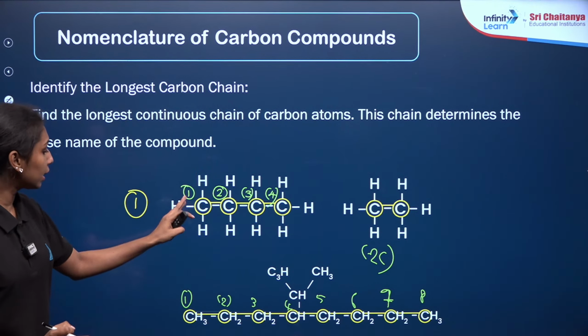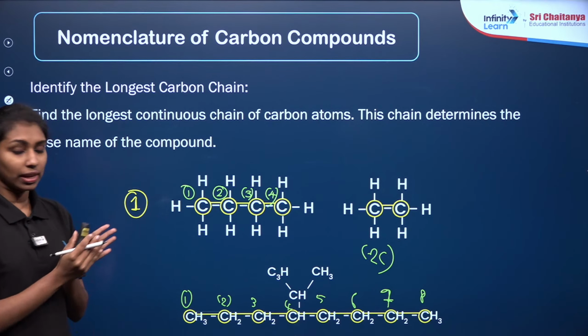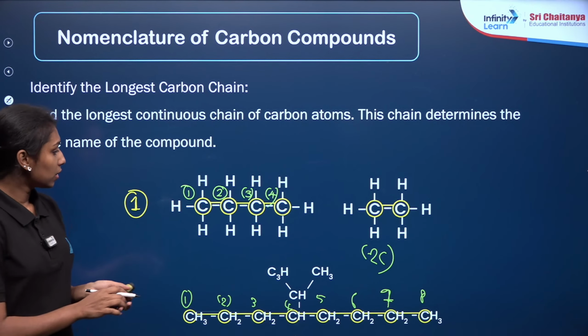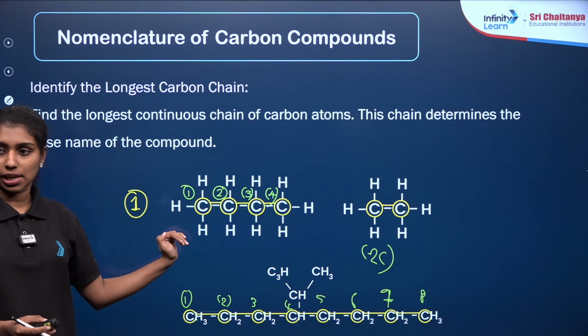For example, if you take these 3 compounds, this is our first compound. We need to find out the longest chain: 1, 2, 3, 4. This is a 4 carbon longest chain.